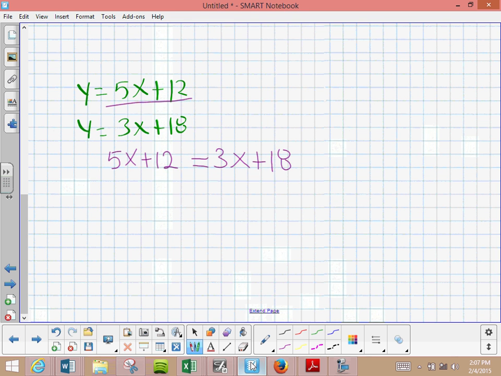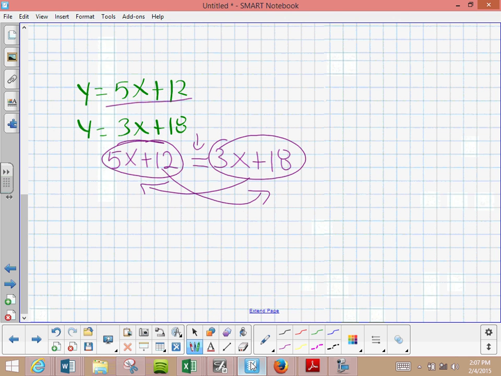You can start with 3x plus 18 on one side, and it doesn't matter because the equal sign says they're equal. It doesn't matter where they are. As long as all of these stay together and these stay together, I can swap them any way I want. If you swap them, you'll still get the same thing, because that sign tells me that all of this is equal to all of that.